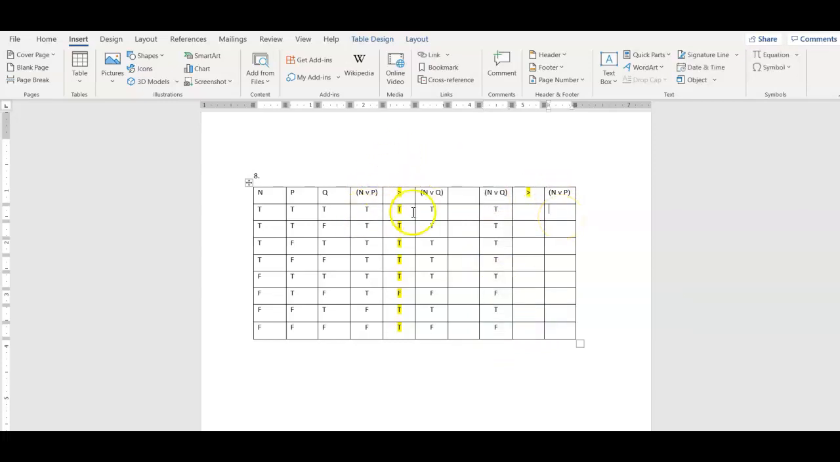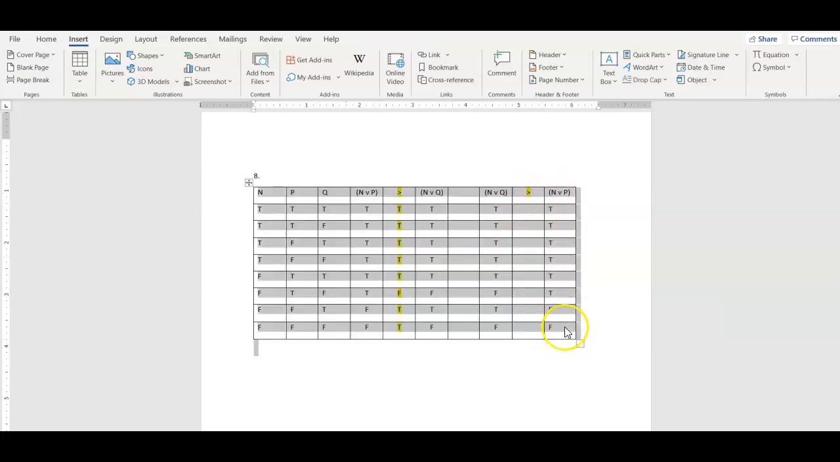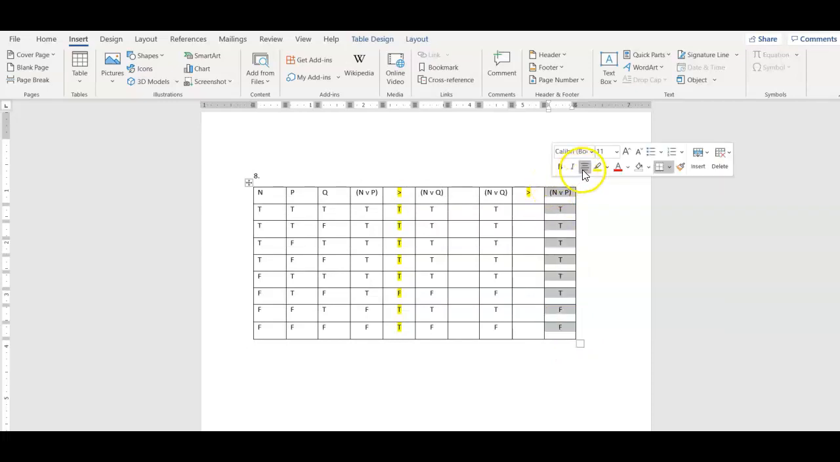N or P is this column over here. So again, we'll just copy it. T, T, T, T, T, T, F, F. Okay, so now we just have to do the middle connector, which is a conditional. So we got T, T, T, T, T, T, F, T.